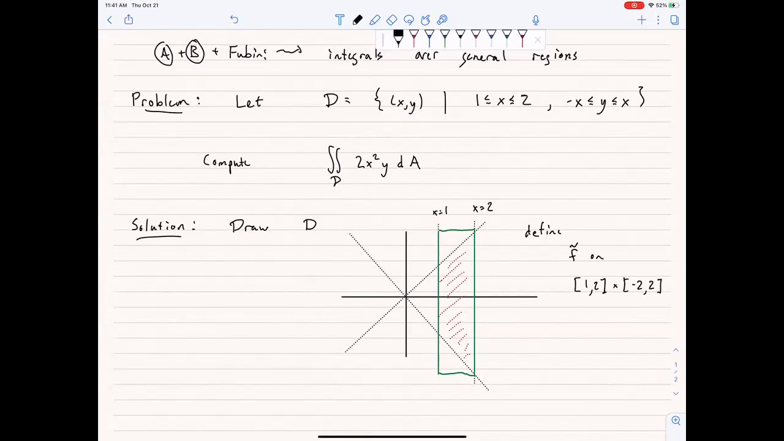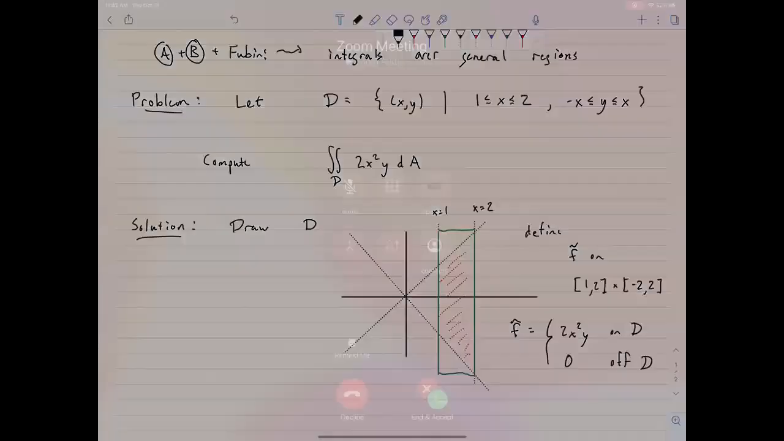So what is it going to be? F tilde is going to equal one of two things, 2x squared y on D, and then 0 off of D. So it's just like what we did in that part A. So we have some function now that's defined on the rectangle, and we're going to integrate that function on this rectangle.